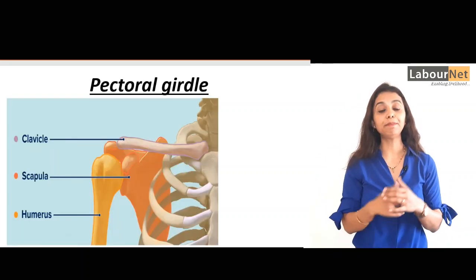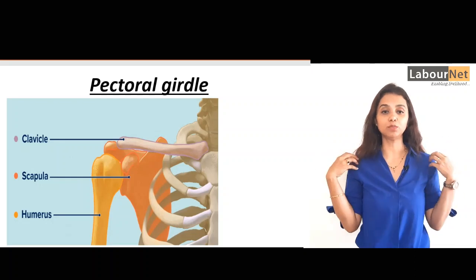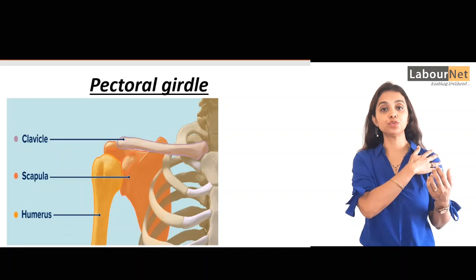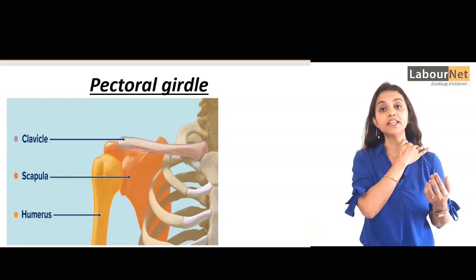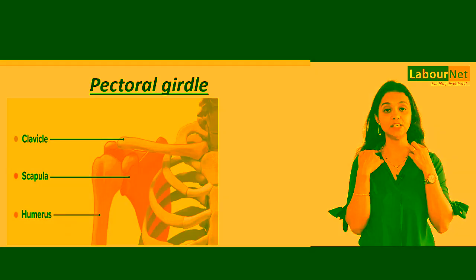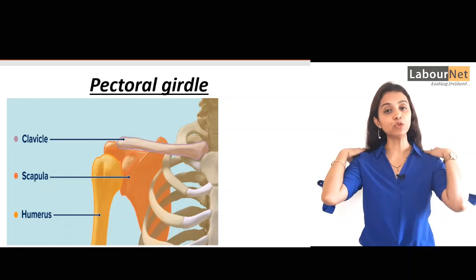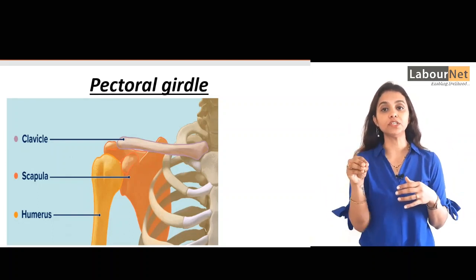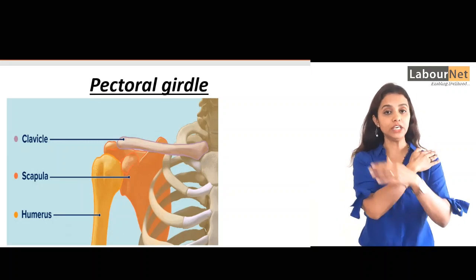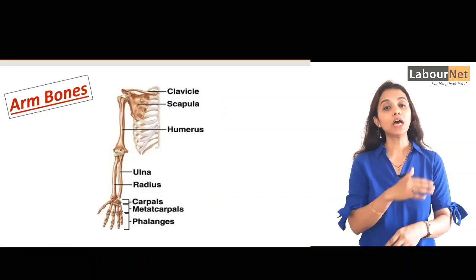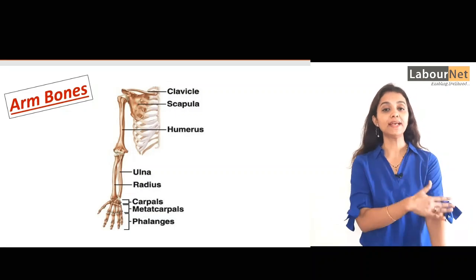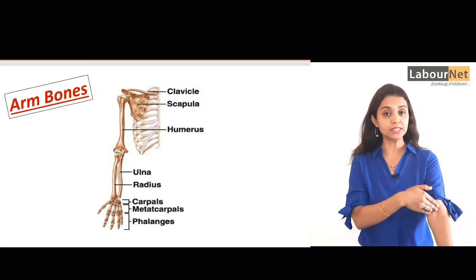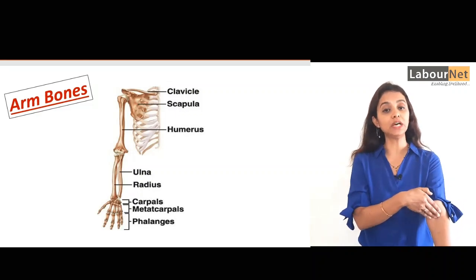Now let's study the pectoral girdle or the shoulder bones. The pectoral girdle is where the arms are attached to the axial skeleton. It's made up of clavicle bone, that is the collar bone, and the scapula, that is the shoulder blade. There are 2 of each of these, 1 for each arm. Next is your upper limb. Each arm has 30 bones. Okay, so they are humerus, that is the long bone of the upper arm.